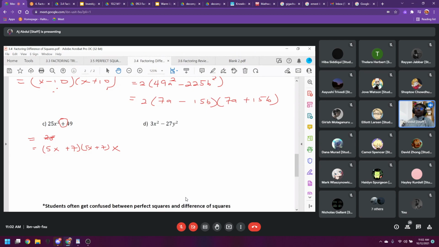How do we know if we are factored correctly? What do we do to check? We expand the brackets. So let's expand this and see what we get. 5x and 5x will give us 25x squared. 5x times 7 will give us 35x. And then same thing here, I will get another 35x. And then 7 times 7 is 49. Notice what happens in the middle.